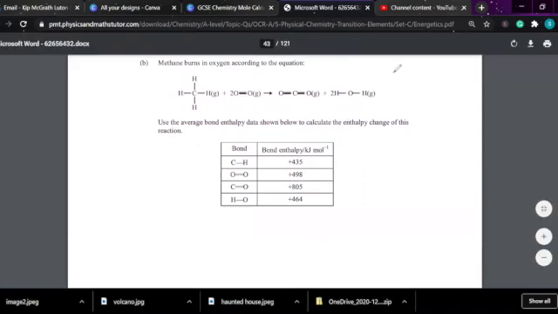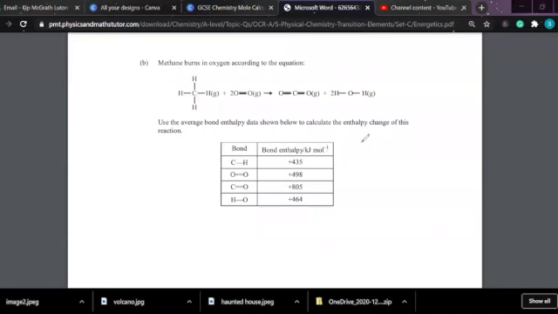And the enthalpy change of a reaction is given by this particular formula. The enthalpy change is the bonds which have been broken, because you have to break bonds to make new ones, minus the bonds which have been made. And you will always be given a list of bond enthalpies which are always positive. Bond enthalpy is the energy needed to break a bond.